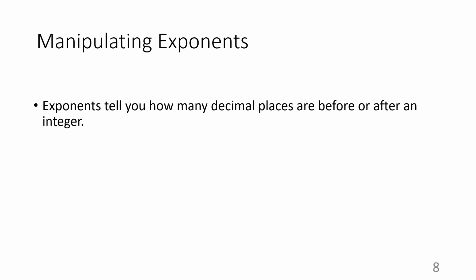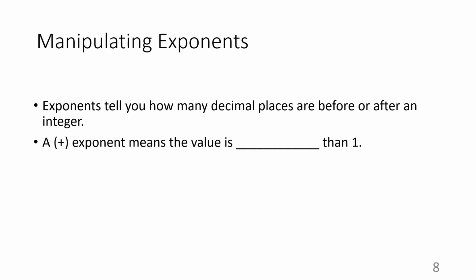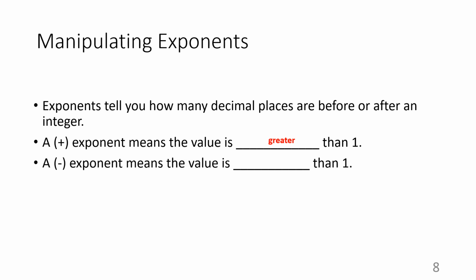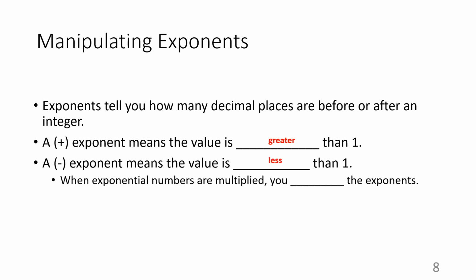In order to work with exponents, we need to be familiar with how to manipulate them. An exponent tells you how many decimal places there are before or after an integer. So a positive exponent refers to a number that is greater than one. So when you see a positive exponent, you have a large number. Conversely, a negative exponent is a value that is small and is less than one.